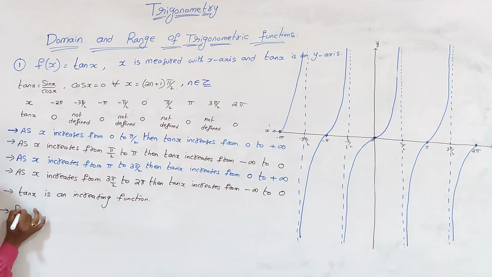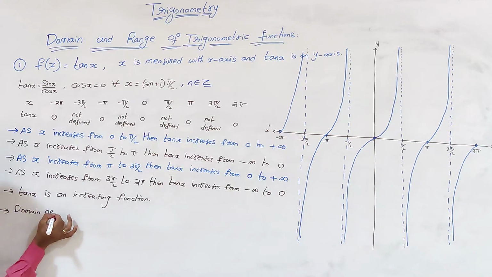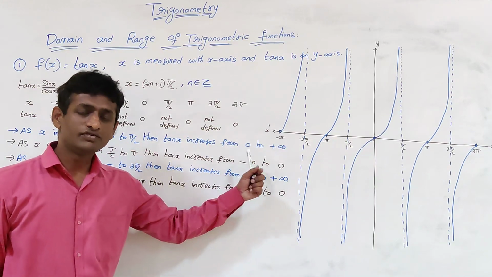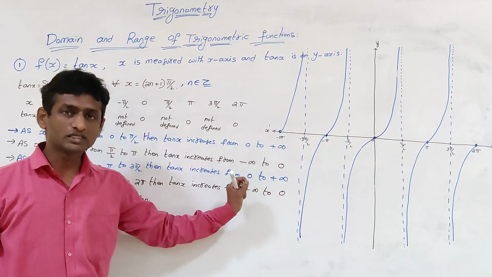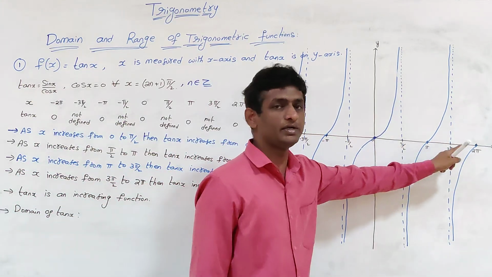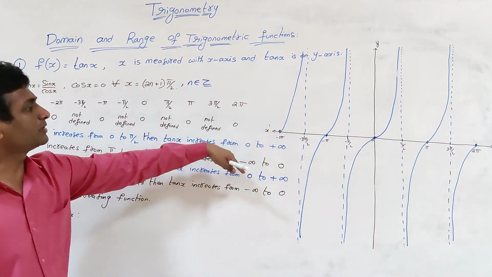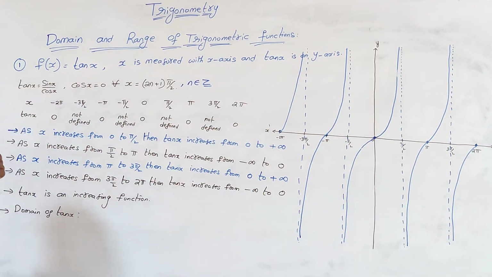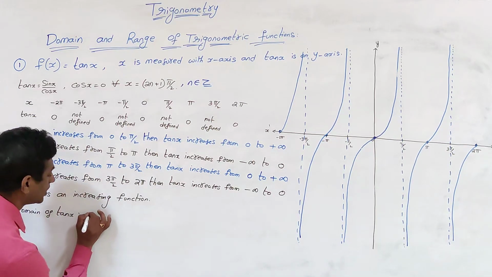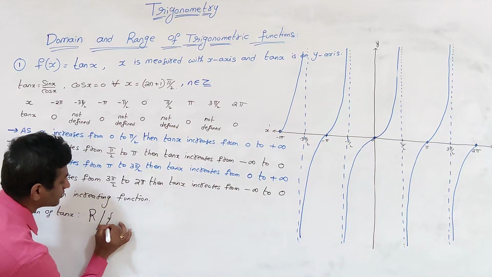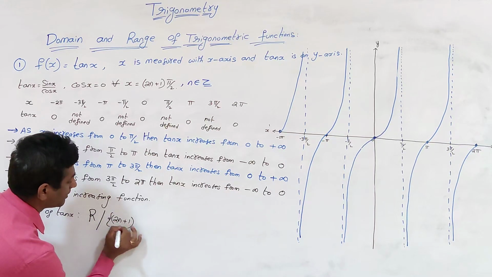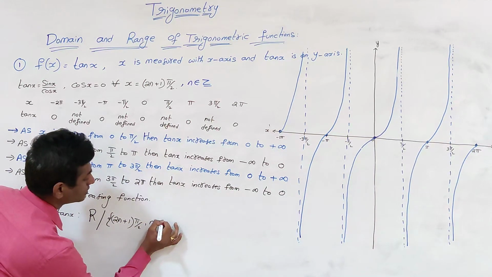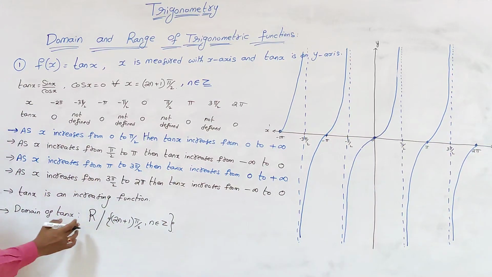Next, domain of tan x. What is the domain? It is defined for all values of x except odd multiples of pi by 2. If you check, at odd multiples of pi by 2 there are dotted lines. Dotted lines indicate that the value is not defined, means there is no output for that value. Or except 2n plus 1 times pi by 2 where n belongs to Z. So it is all real numbers except odd multiples of pi by 2.